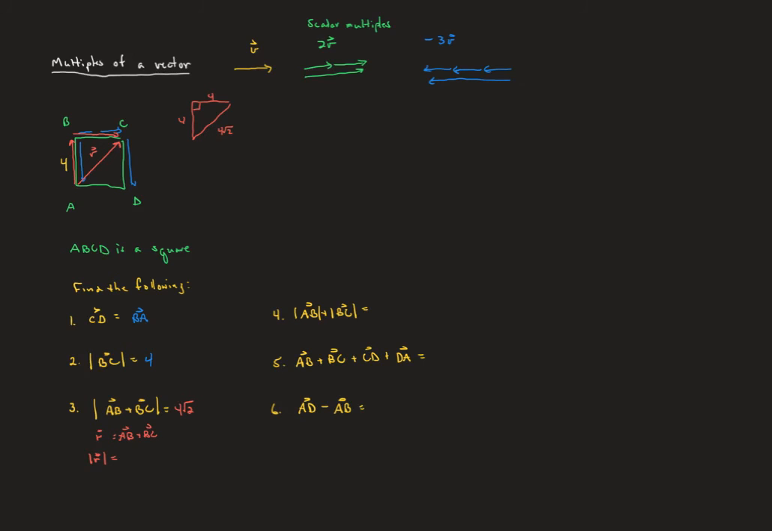Now, different from number 4, we want the magnitude of AB, which we know is 4, plus the magnitude of BC, which is also 4, and that is going to make it equal to 8.